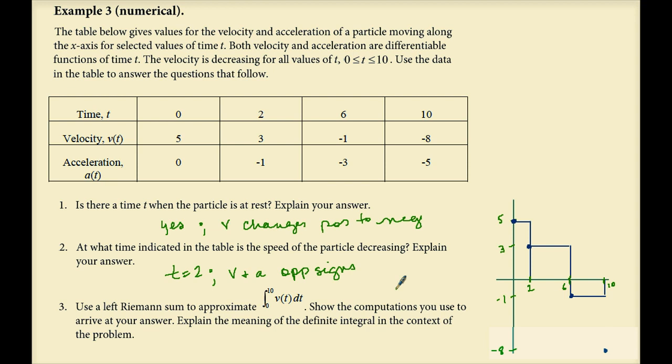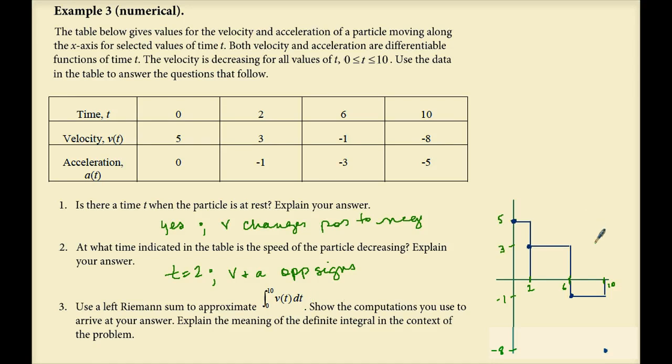Use a left Riemann sum to approximate the integral of v of t dt from 0 to 10. Show the computations you use to arrive at your answer. Explain the meaning of the definite integral in the context of the problem. We know that the integral of the velocity function will give us net change in position, or displacement. The Riemann sum will give us an approximation of that value.